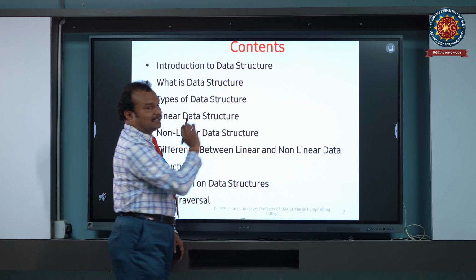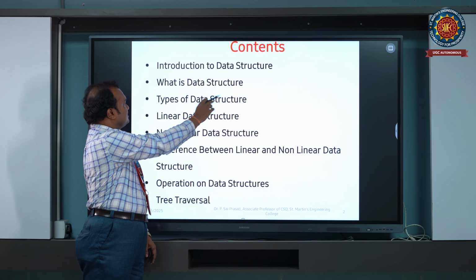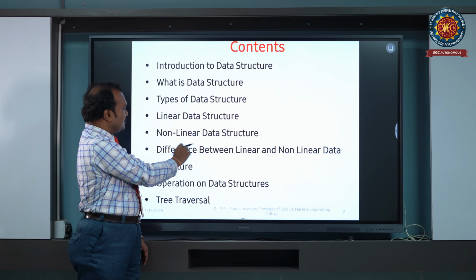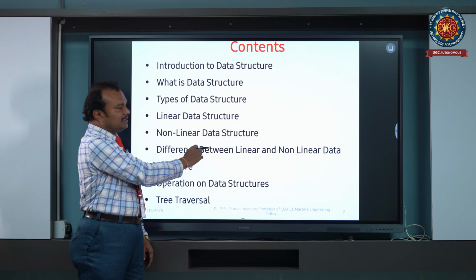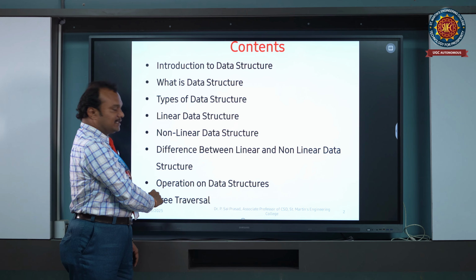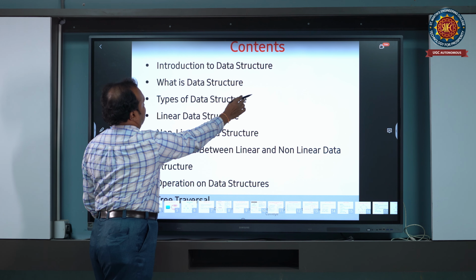So coming to the contents: Introduction to Data Structure. What is data structure? Types of data structure, linear data structure, non-linear data structure, difference between linear and non-linear data structure, operation on data structure, tree traversal. Now coming to the introduction to data structure.